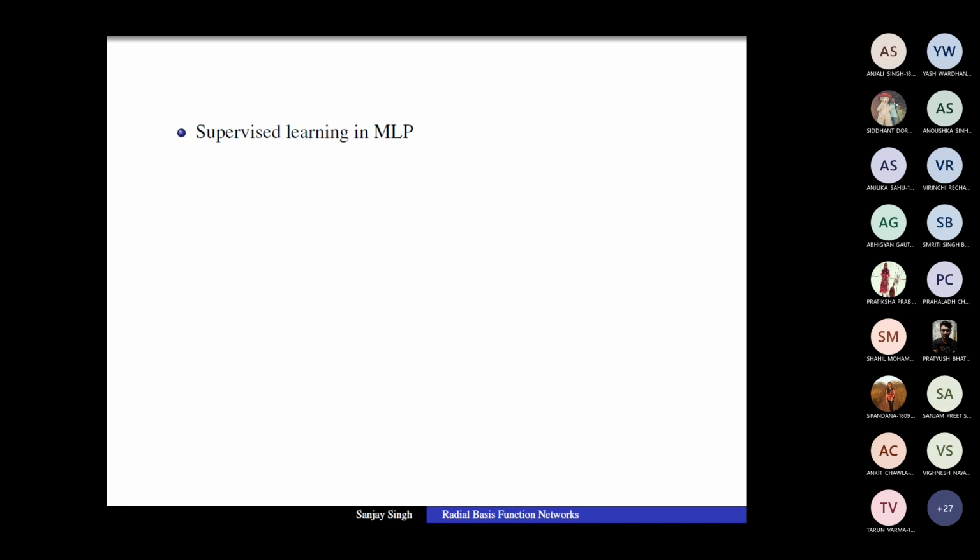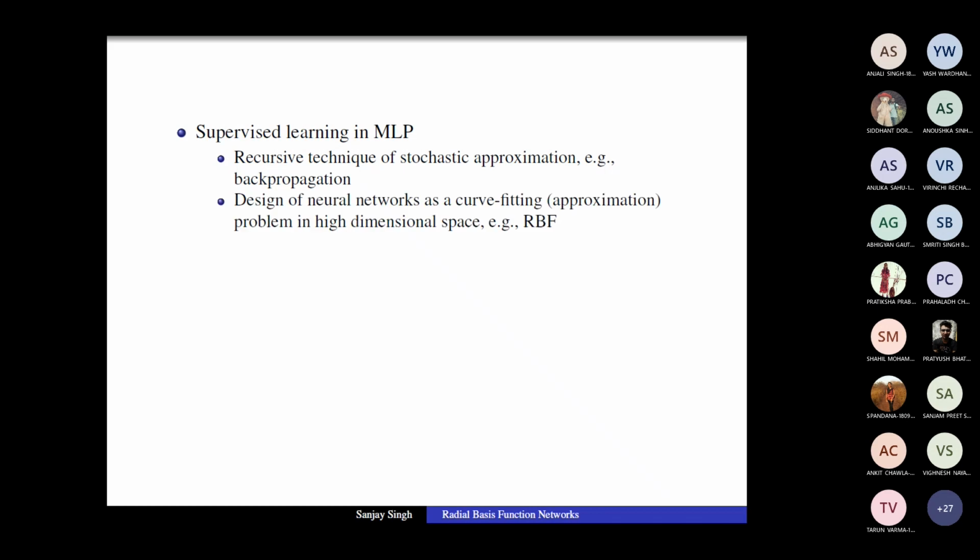As I mentioned, supervised training of a neural network cannot be done in only one way. Multiple ways are there. MLP is one approach, where you apply the recursive technique of stochastic approximation, that is, we keep on applying backpropagation. The design of neural networks as a curve fitting approximation problem, when you go for high dimensional space, uses something called radial basis function. I'll explain what we mean by radial function and all those things.